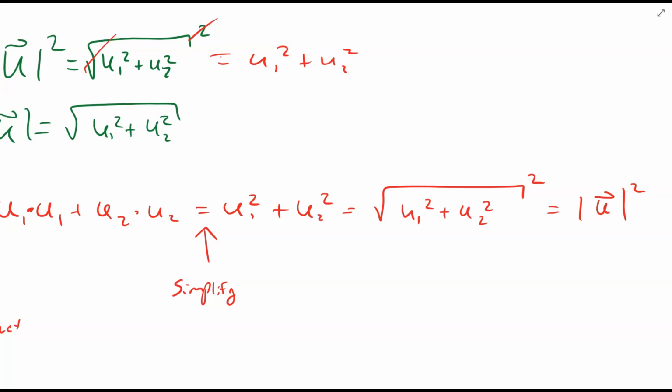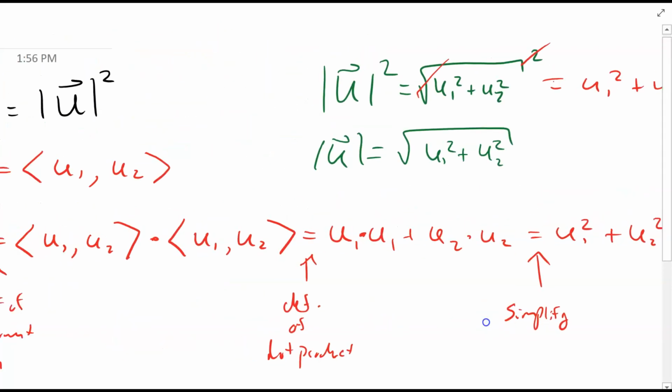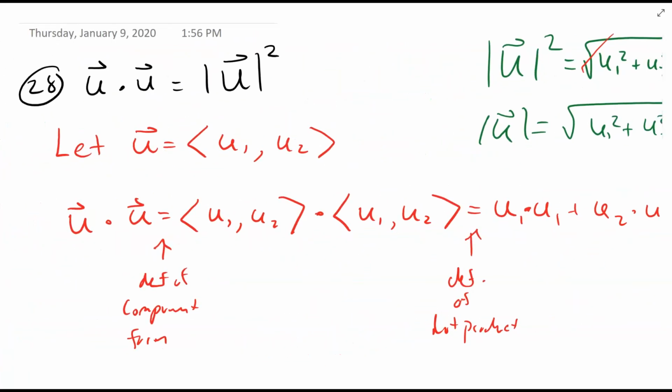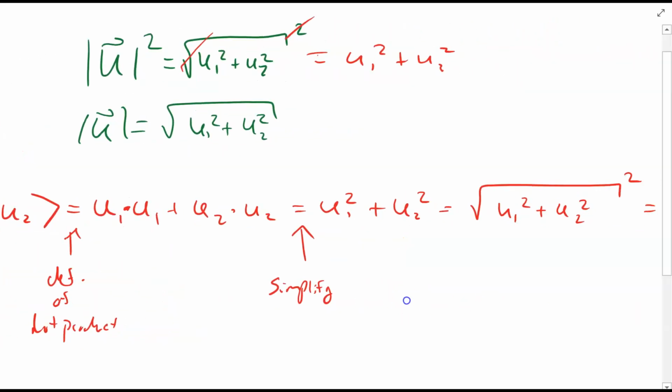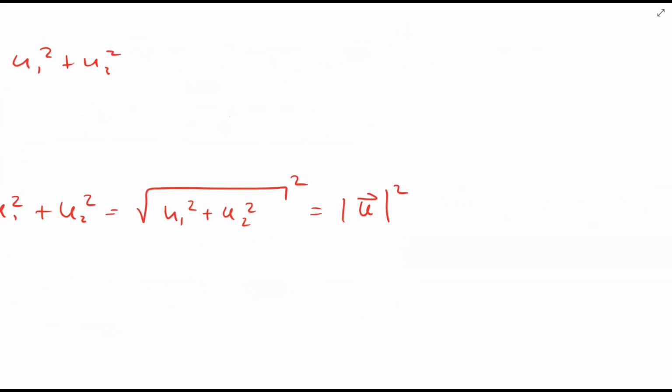So typically you start on one side and then you work to make the other side. That's typically what an algebraic proof like this would look like. So again, what we did is we started with u dot u, and we worked algebraically to turn it into the magnitude of u squared. You could have started on the right side and gone to the left side, but that's a little bit less obvious as to how to do that. But there's nothing wrong with doing it that way either.